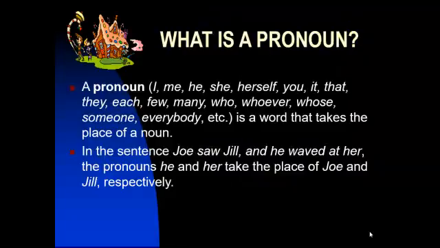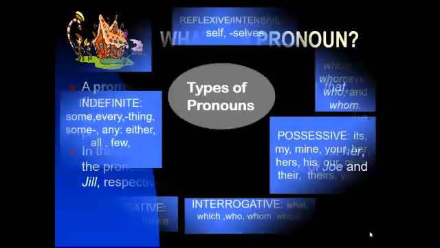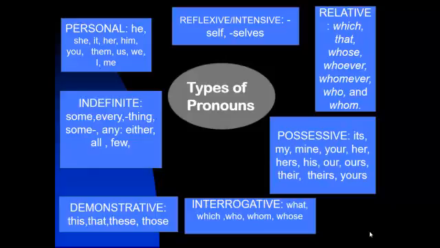of the pronoun. And we start off by saying that a pronoun is a word that takes the place of a noun. In an example such as "Joe saw Jill and he waved at her," the pronouns are "he" and "her." You can see there that they have taken the place of Joe and Jill. There are 8 types of pronouns.